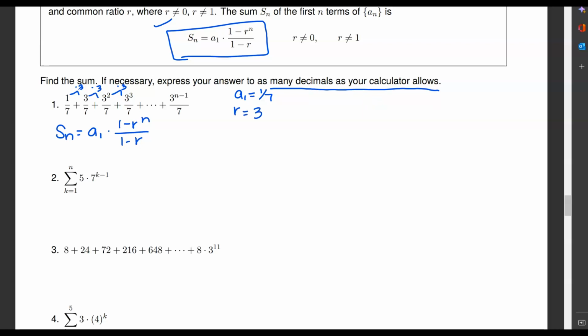So now let's look at the sum. So the sum of n is going to be 1 over 7, and then in our numerator, we're going to have 1 minus 3 to the n, all over 1 minus 3. 1 minus 3, that's going to give us a negative 2.